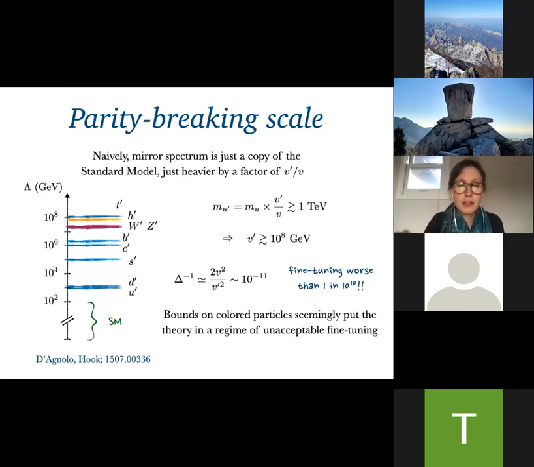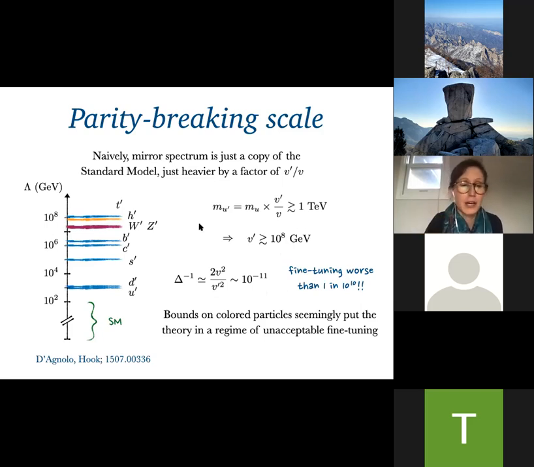So current LHC bounds already imply tight limits on the mass of new color particles, on the order of a TeV or so, which in turn would set a lower bound on the parity breaking scale of order 10^8 GeV. And this could put the fine tuning in the scalar sector of these models to be worse than one part in 10^10.